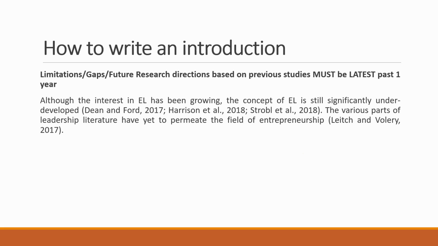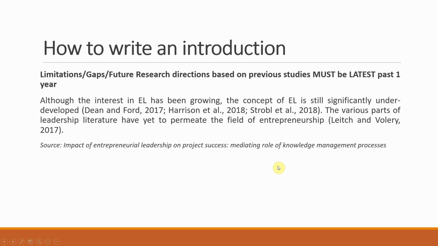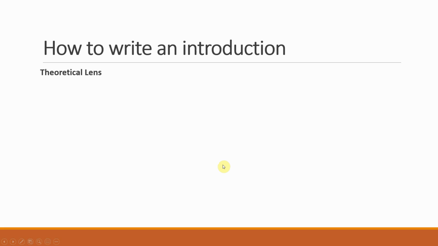Now, it's very important to mention here that you should not just mention the limitations of existing research. Do not just mention that somebody has said this variable must be studied. Apart from just mentioning that this particular variable needs attention, you should also mention why this particular variable needs attention. This is very important. And here's the source.